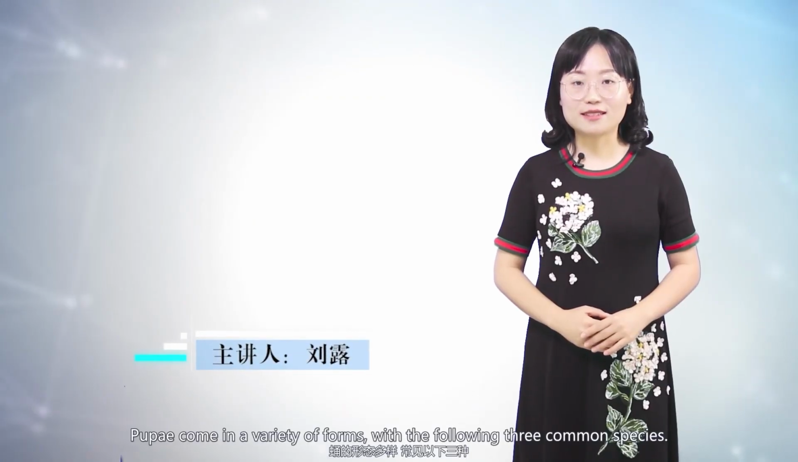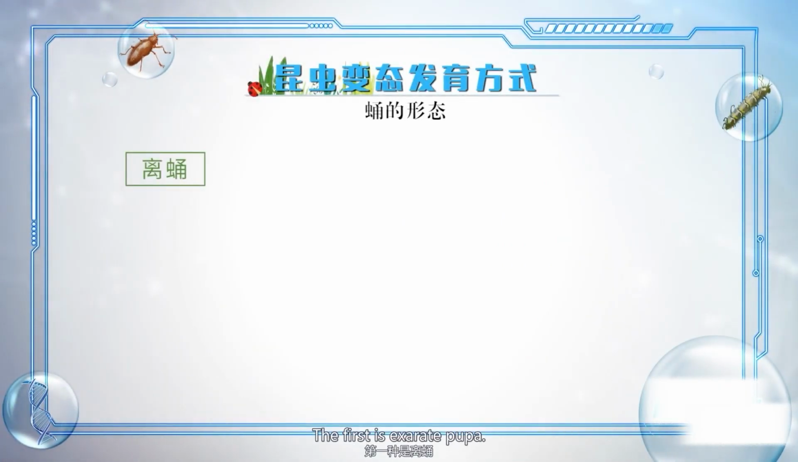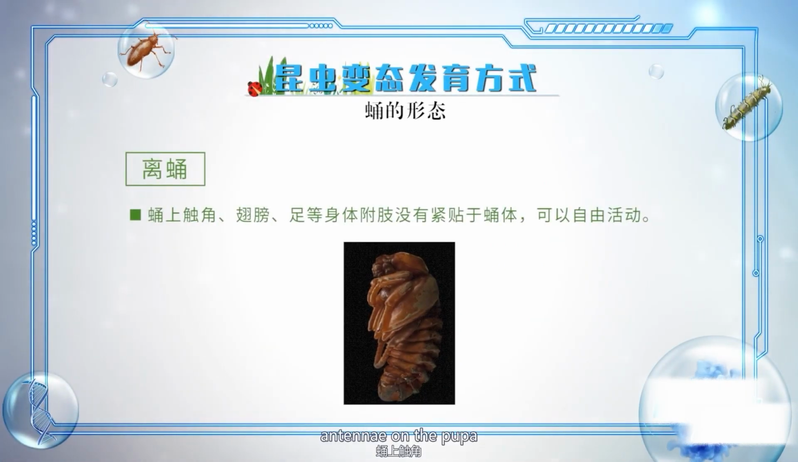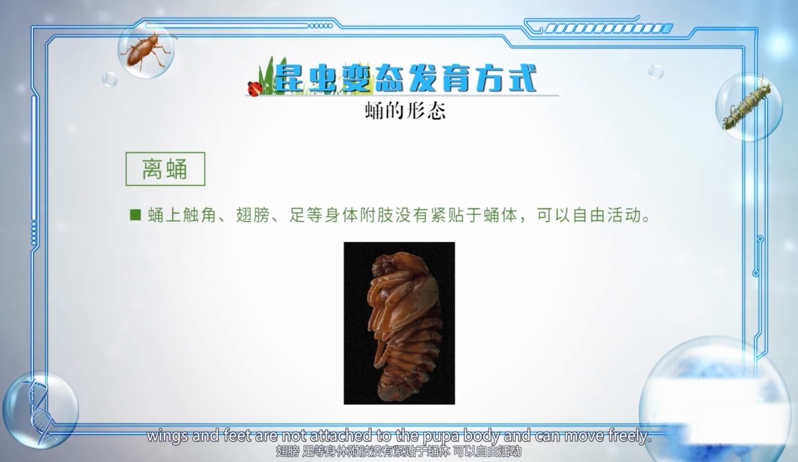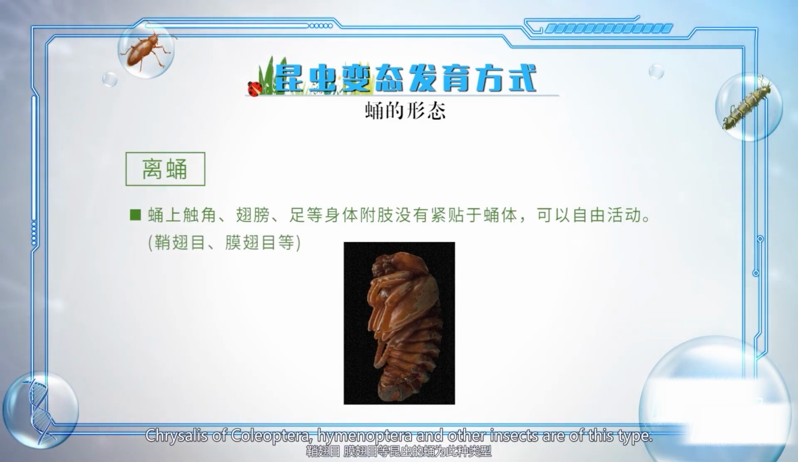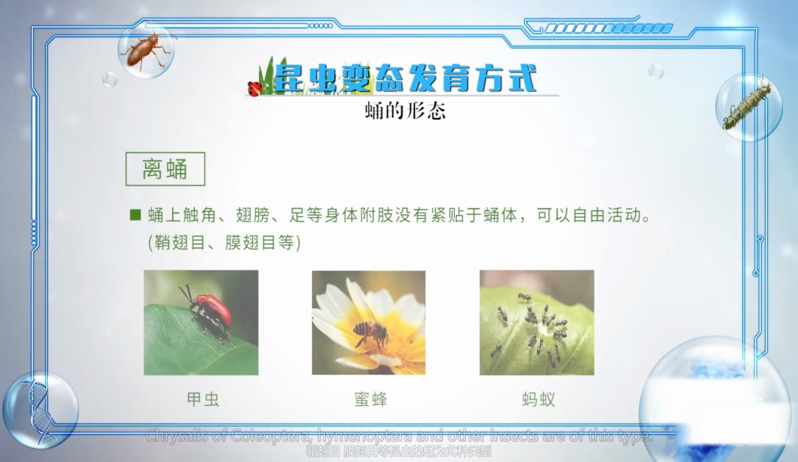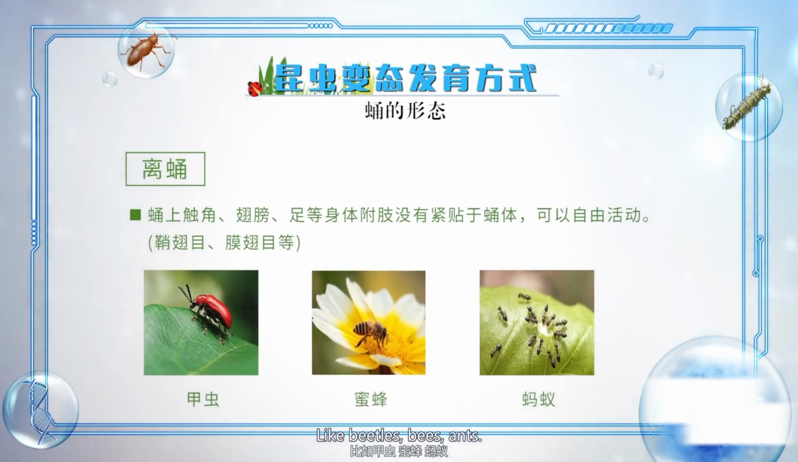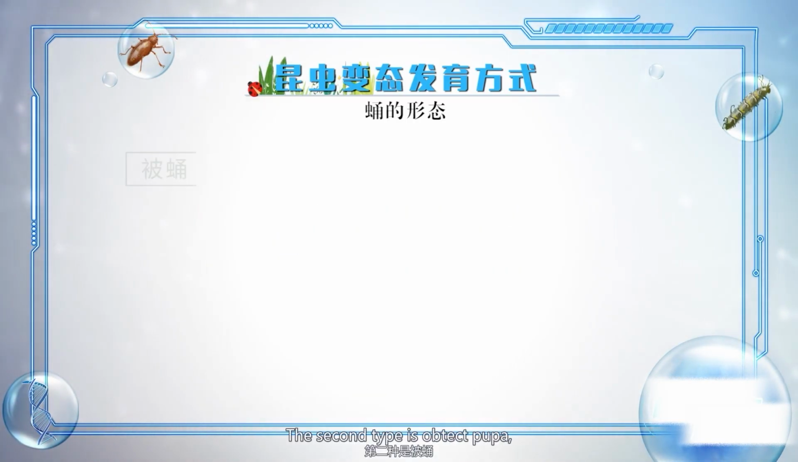Pupae come in a variety of forms, with the following 3 common types. The first is exarate pupa. Antennae, wings and feet are not attached to the pupa body and can move freely. Chrysalises of Coleoptera, Hymenoptera and other insects are of this type, like beetles, bees, ants.